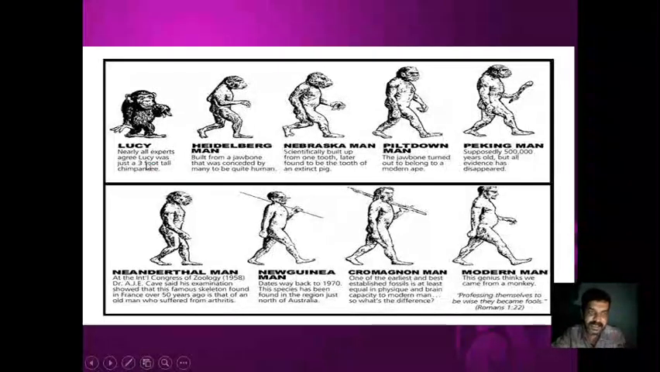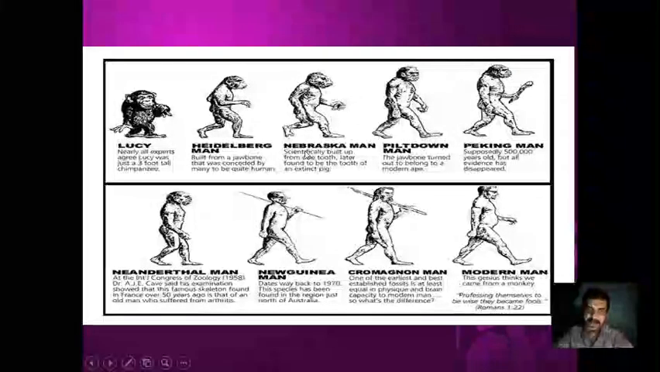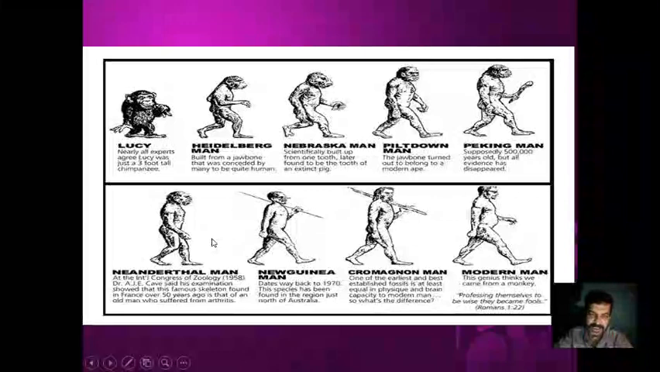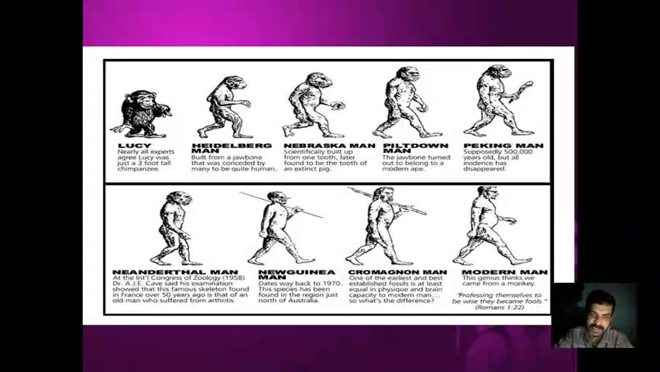You can see that in the evolution of man, there are different types of man. Nearly all experts agree on the 3 foot tall Lucy. Then Heidelberg man, where you can see that the posture is not upright. Then Nebraska man, Piltdown man, Peking man, then Neanderthal man, New Guinea man, Cro-Magnon man, and modern man. There are many other explanations also: Australopithecus, Ramapithecus, then Dryopithecus. Such different stages are there, and now modern man, Homo sapiens, has evolved.